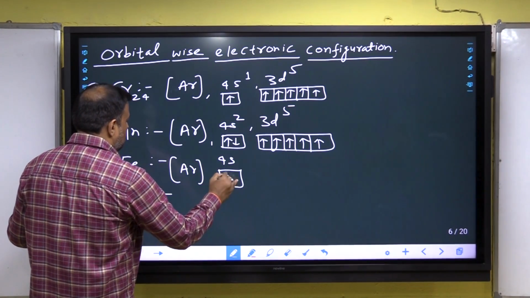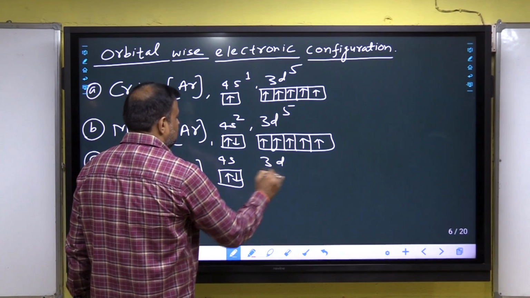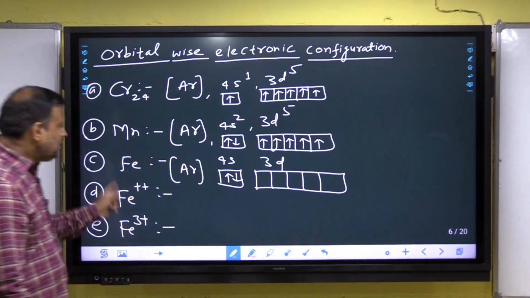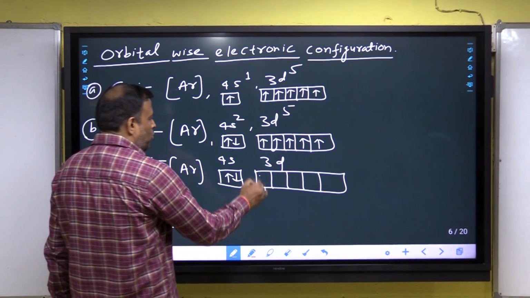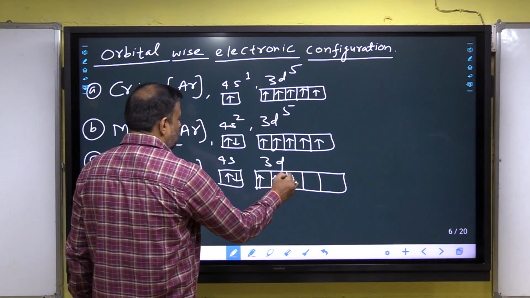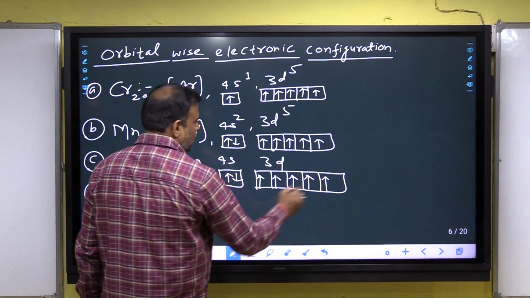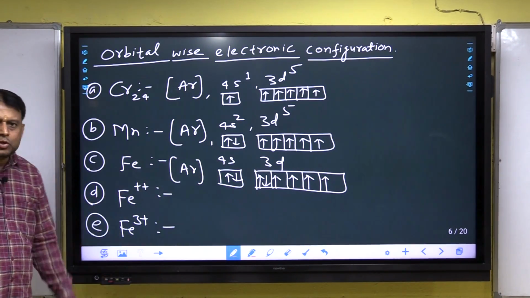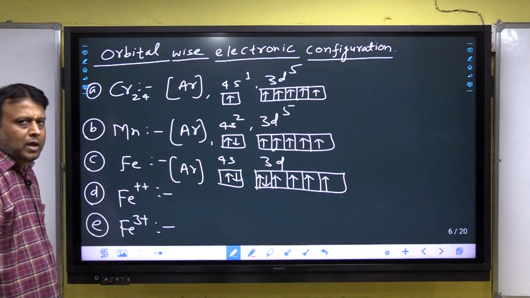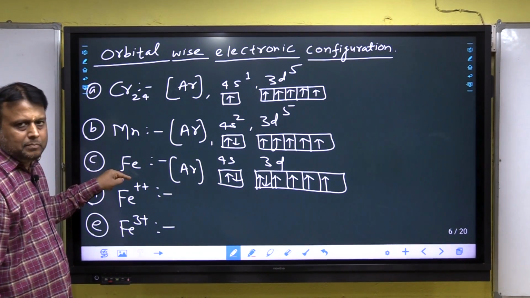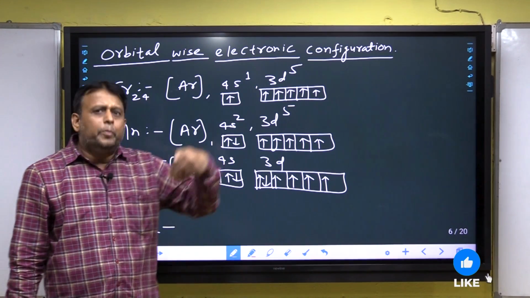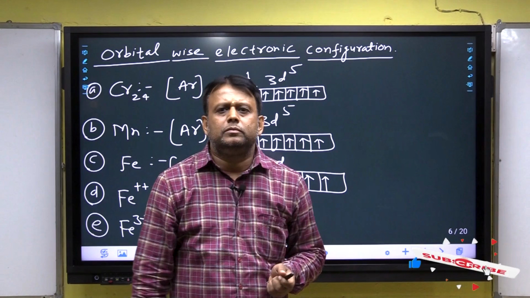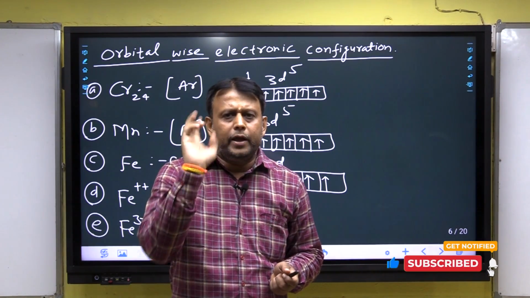4s2, 3d6, and d6, that is 1 electron, 1 electron, 1 electron, 1, 1, 5, and last 6 electrons. Now, iron 2 plus is the ferrous ion. That means when an iron atom loses 2 electrons, then it forms ferrous.